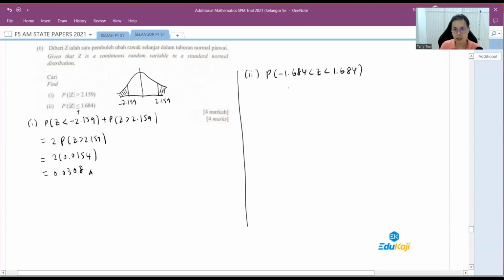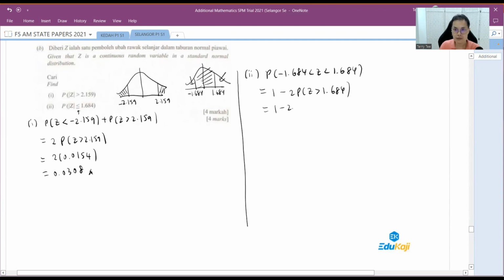So I'm just going to write this. And based on the diagram you want, you can draw this. This is in between -1.684 and 1.684. So this is an in between value. In this case, we have to use 1 minus, yeah? 1 minus the upper tail here and the upper tail here. But since they're the same, I'll take 2 times of z more than 1.684.